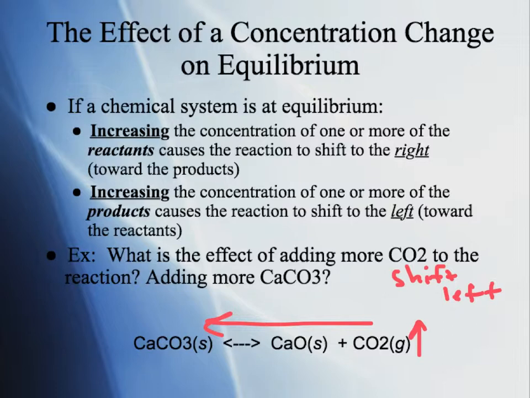We're going to speed it up to make more calcium carbonate on this side so that we bring down the levels of our CO2 again. Now, what if, though, we add more CaCO3 or calcium carbonate to the reaction? Well, if we've got a much higher concentration on this side, we're going to shift it to the right. So we're going to say shift right.